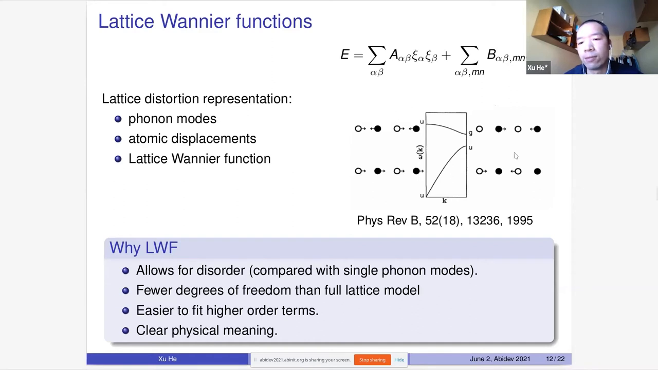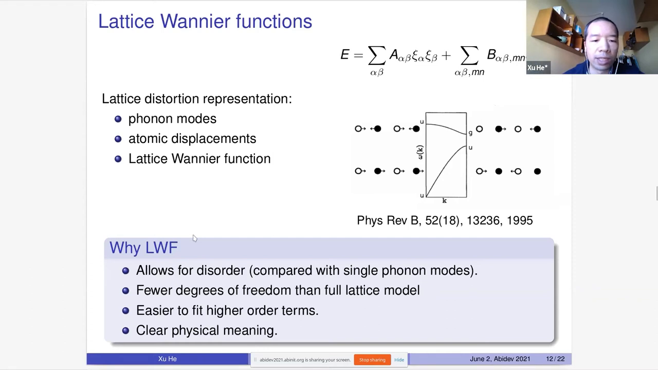For example, if we have a diatomic chain, then we will have the acoustic branch and the optical branch. Then for each of them, we could build some kind of lattice Wannier function. Of course, this is a simple example, but that's the idea. Then we could have something similar to the lattice model. We have a harmonic term and the anharmonic interactions.